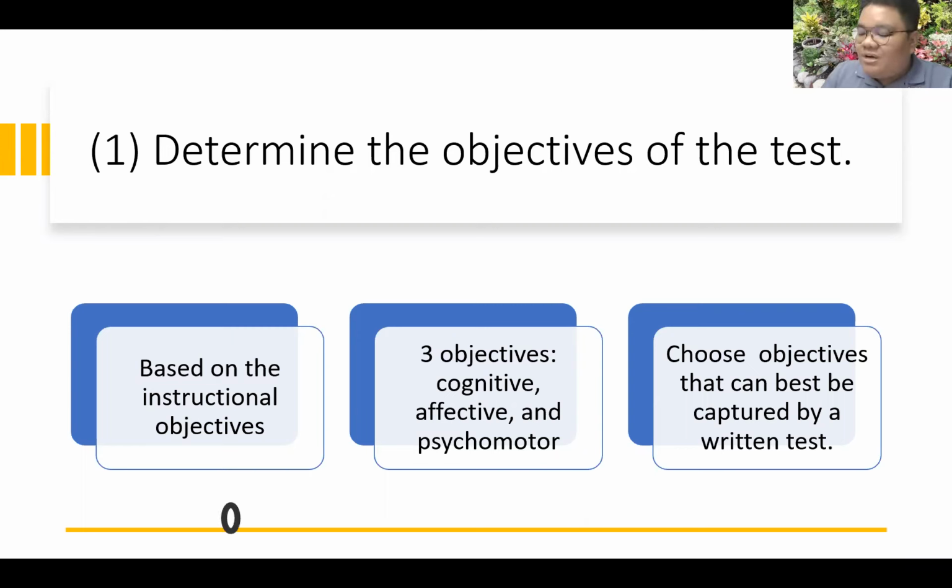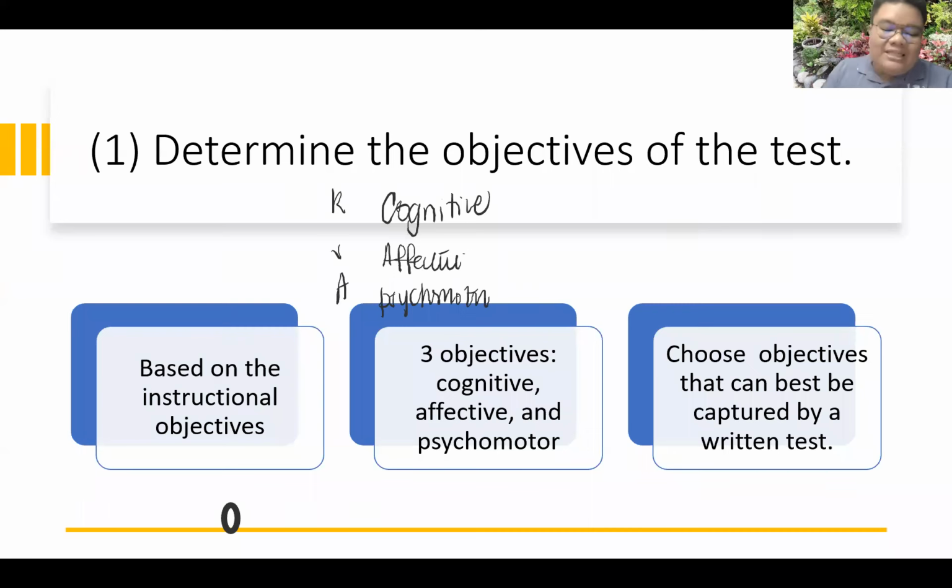Dapat class nakaka-cover yung knowledge, attitude, and skills. So in this case, the term being used is cognitive. Tapos for the attitude, you have your affective. Then for your skills, you have your psychomotor. Okay, so those are the 3 objectives that we need to cover.